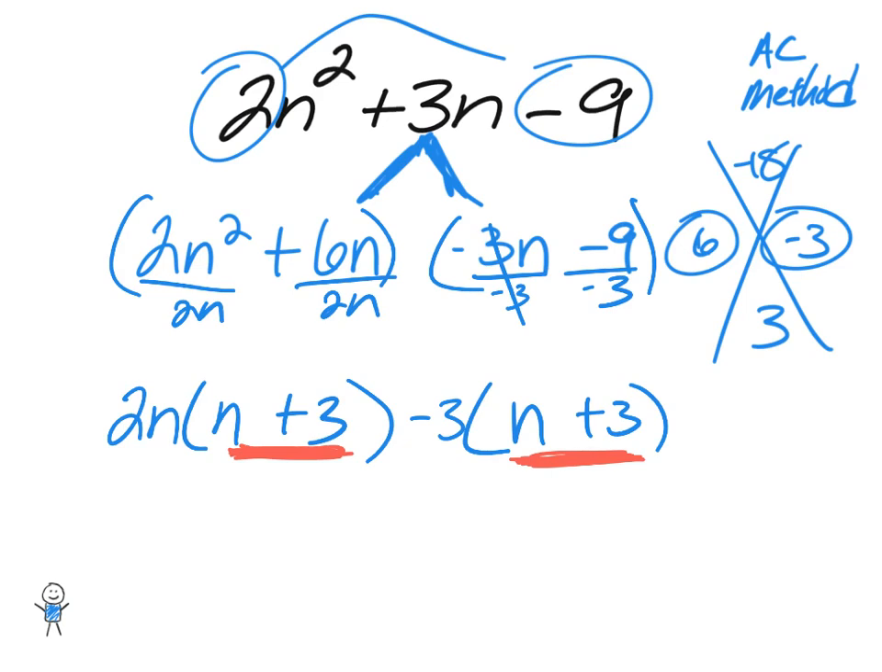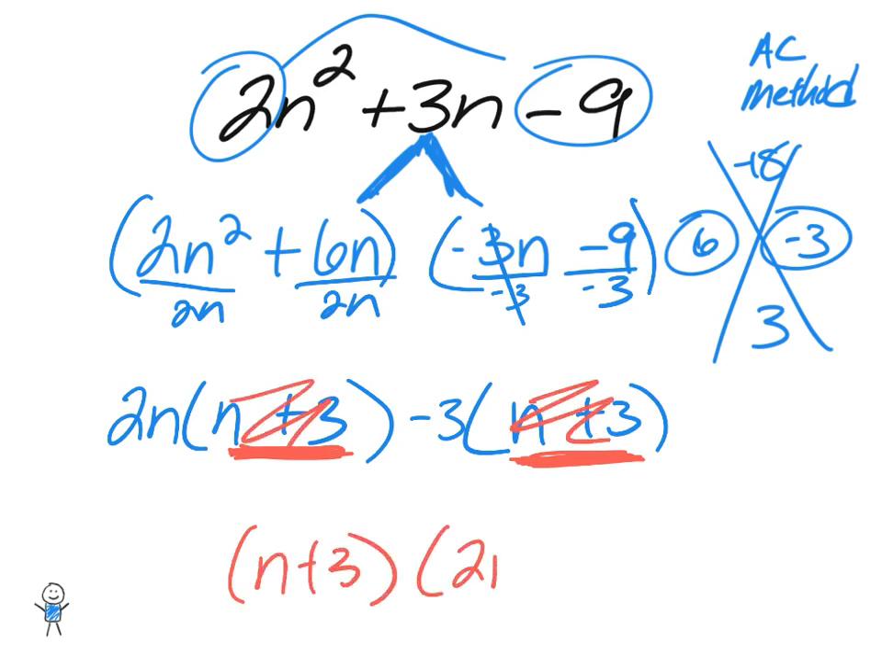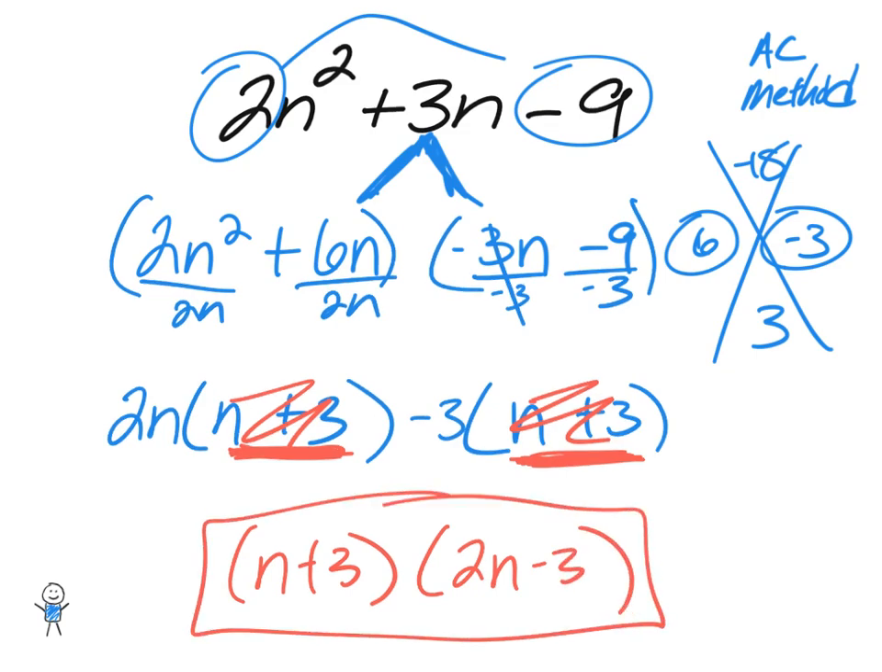All right, one last step. Factor out that n plus 3 that these both have in common, and that leaves you with 2n minus 3. These are the factors that, if we did FOIL or the distributive property or multiplied these two binomials, would give us our original question.